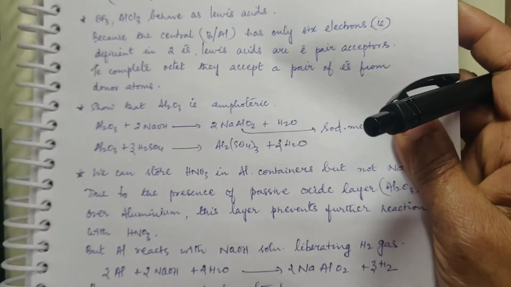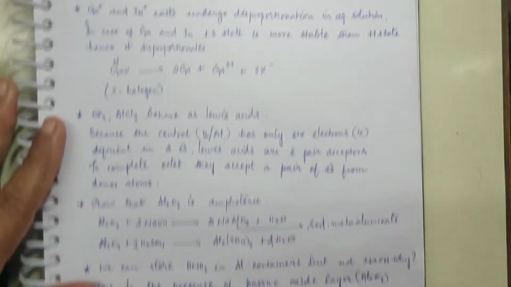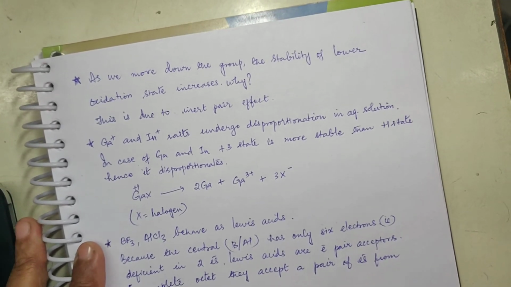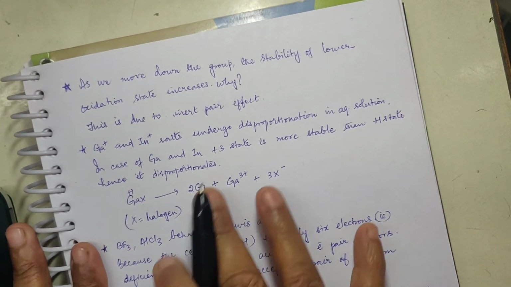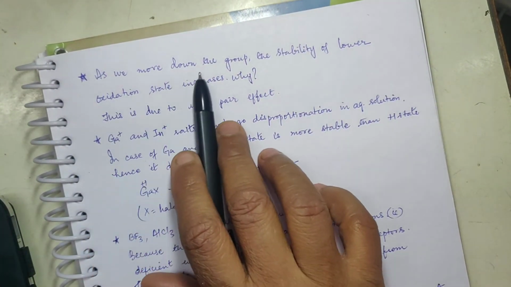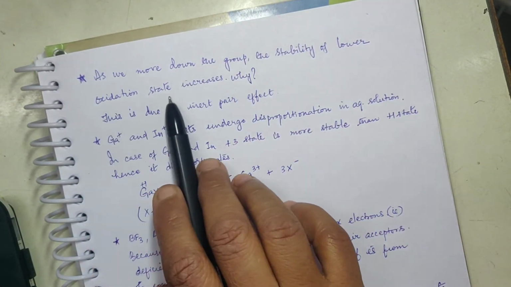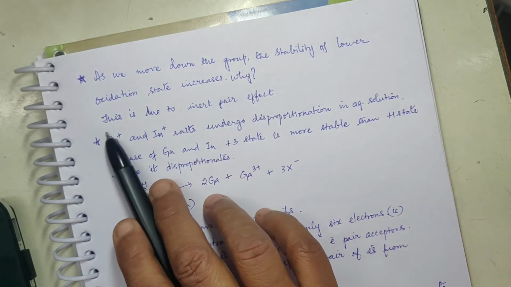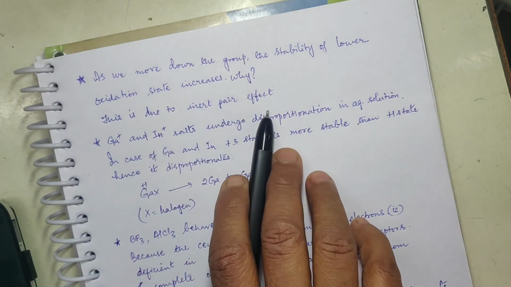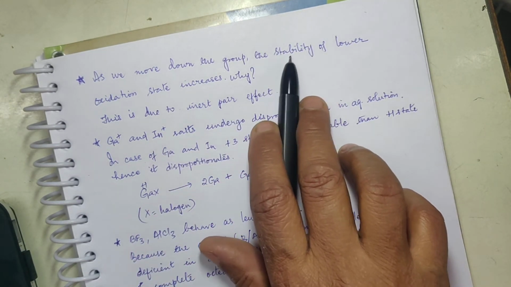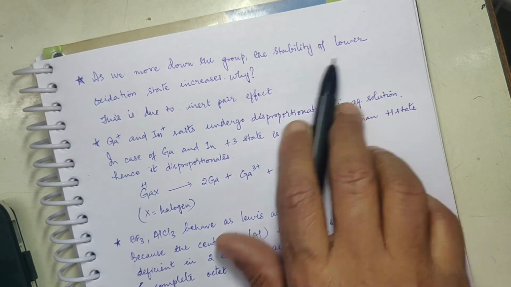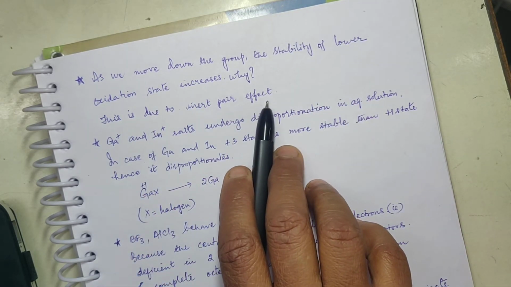Okay, now let us see a few more questions of this type. All reasoning questions you will find in this P block and S block. Now here, as we move down the group, the stability of lower oxidation state increases. Why? This is due to inert pair effect. I have explained this clearly to you, so you must be knowing this. Down the group, the stability of lower oxidation state is more. If at all a question comes, this is due to inert pair effect.